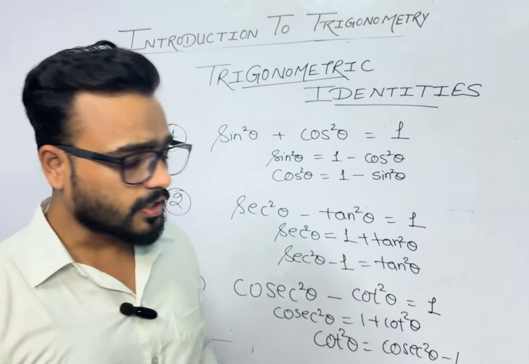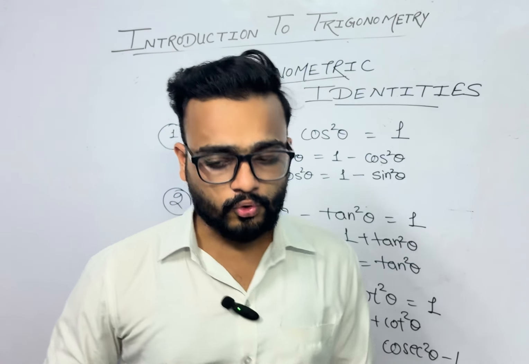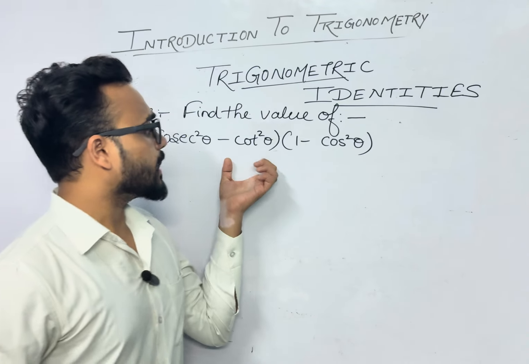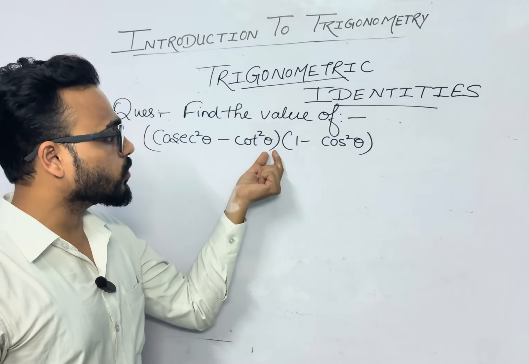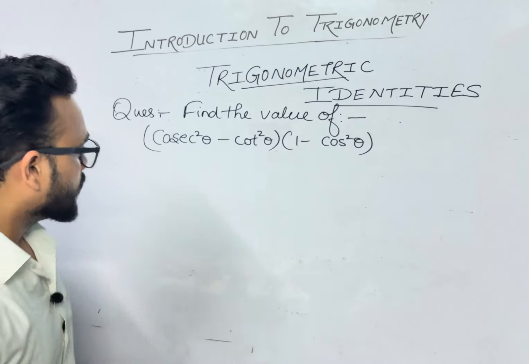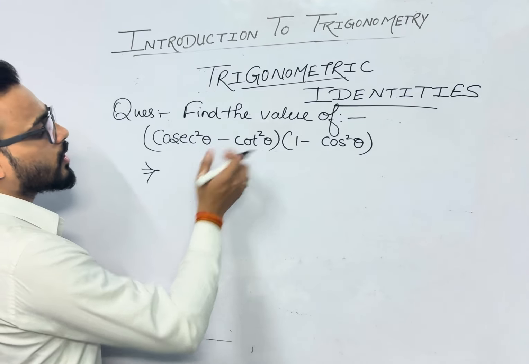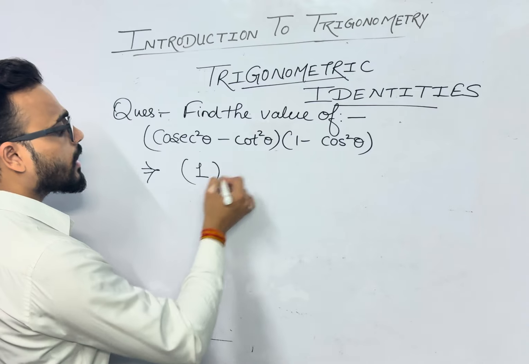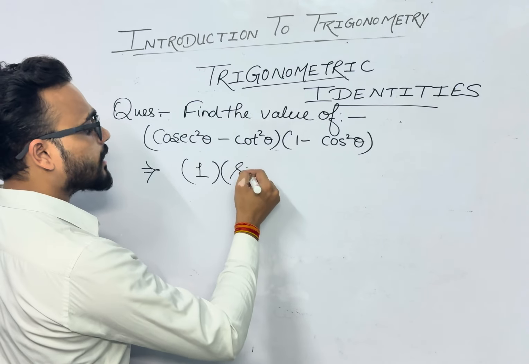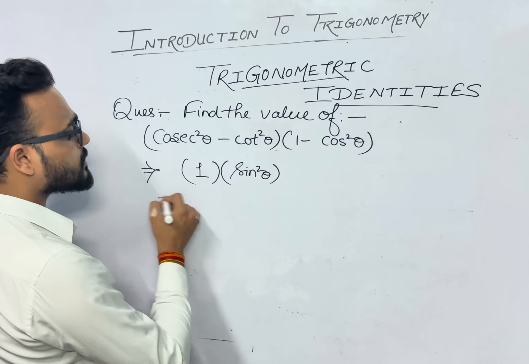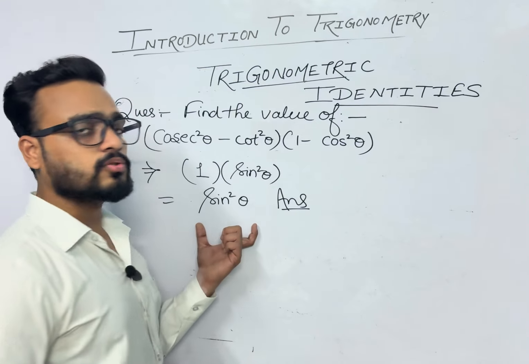So we take one example of how to solve these proving type questions. Here our question is to find the value of cosec square theta minus cot square theta, into 1 minus cos square theta. It is a very simple question. By applying the identity, cosec square theta minus cot square theta stands for 1, and 1 minus cos square theta stands for sin square theta, and the multiplication of 1 and sin square theta becomes sin square theta, and here is our answer, that is sin square theta.